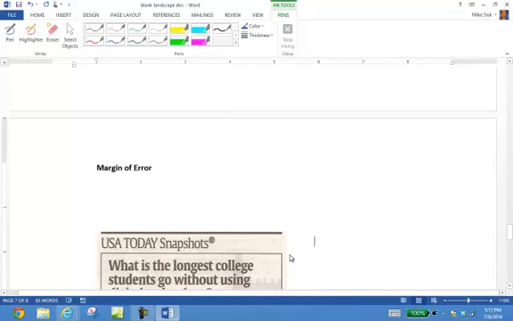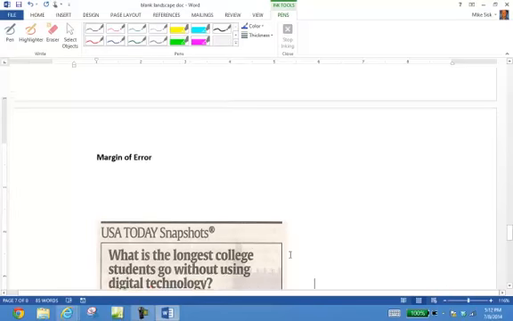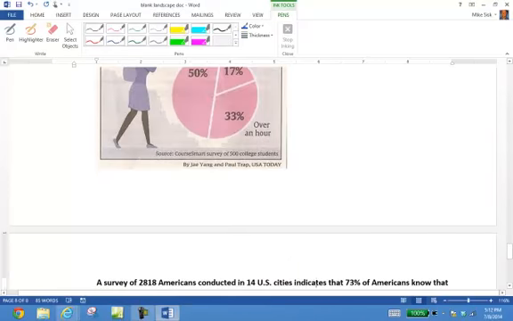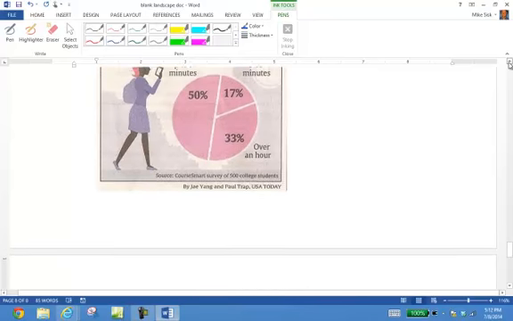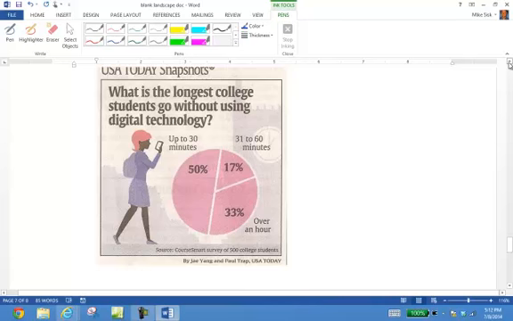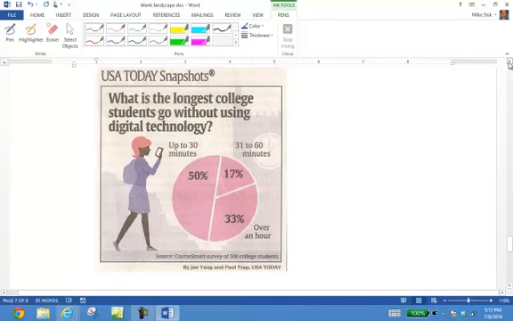Welcome to this video, which uses a very simplistic set of examples to explain the concept of margin of error in your textbook. I'm looking at a USA Today snapshot, a graph chart, from the previous year, and I'll try to scoot this on the screen so it all shows up at once. And it says, what is the longest that college students can go without using digital technology?